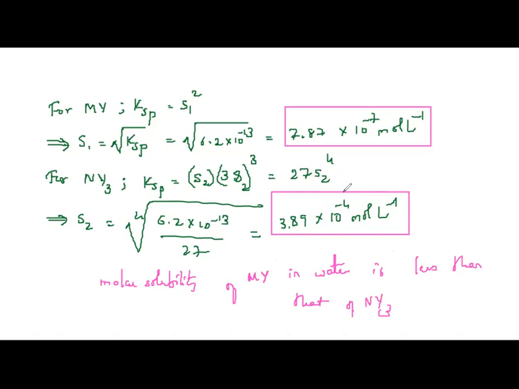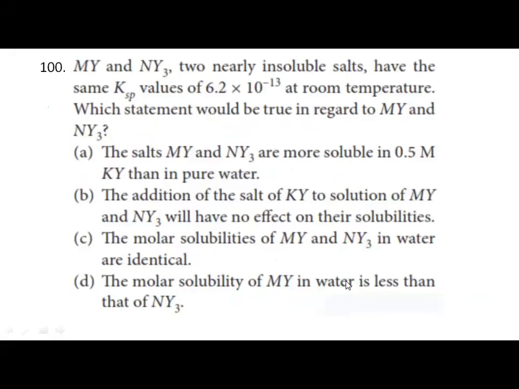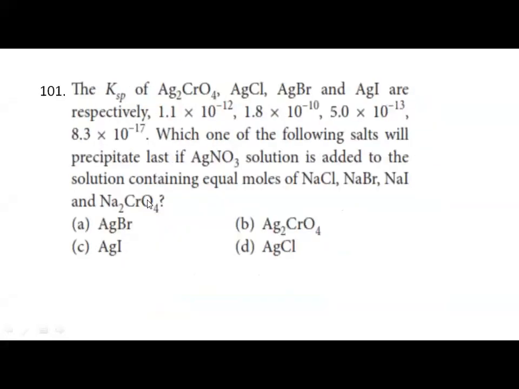So see here, don't look at this value, look at here. It is less than that of Ny3. So which is our correct option, which holds true? It is option D. Molar solubility of My in water is less than that of Ny3. So option D is the correct option, right?